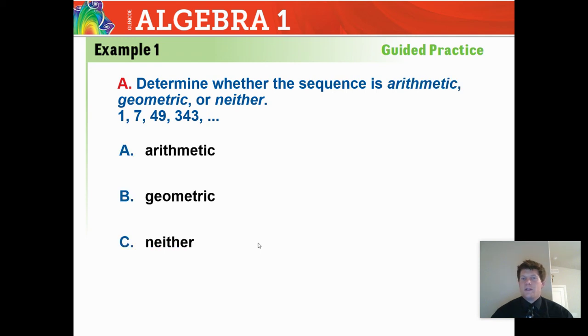You guys try some of these problems. Determine whether the sequence is arithmetic, geometric, or neither. You have 1, 7, 49, 343.